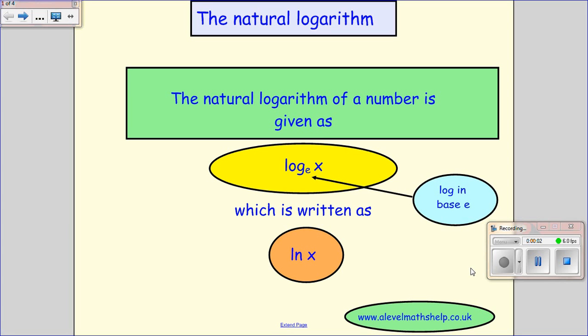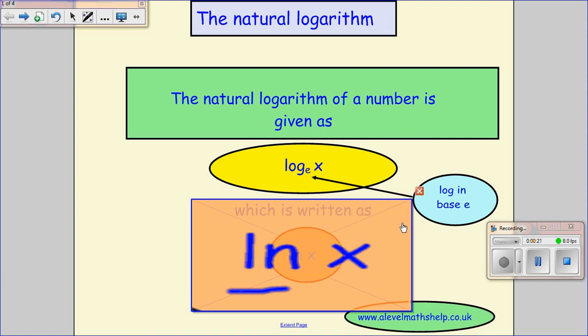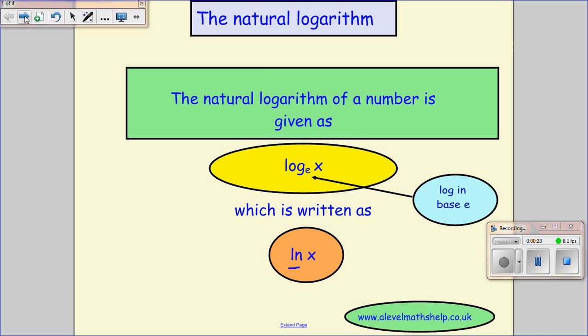Hello, so in this video we're going to be looking at the natural logarithm. Now the natural logarithm of a number is given when you take a log in base e. So see here we've got the little e here, and we can write log in base e as ln. So ln x is the same as log in base e of x.